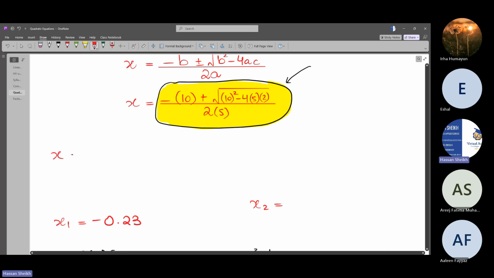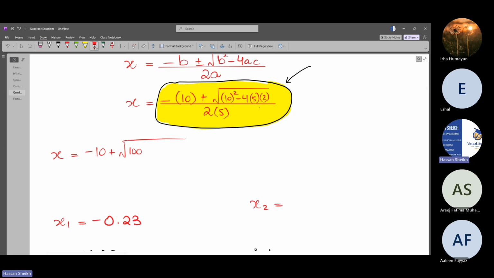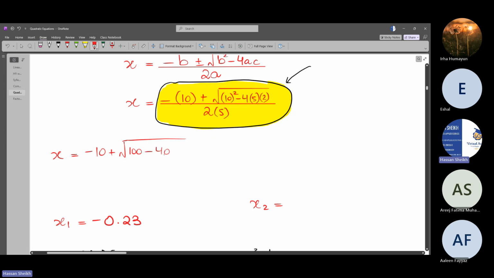Now check above. x equals minus 10. Do you agree that when the bracket opens, the minus sign would be with the 10? Yes. And then what is 10 squared? Is that 100? Yes. And then 4 times 5 times 2, which is 40, divided by 10. And then the other answer will be minus 10, there would be a minus sign. Do you understand why the sign changes here?